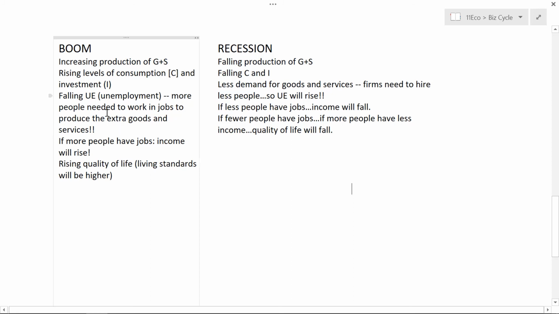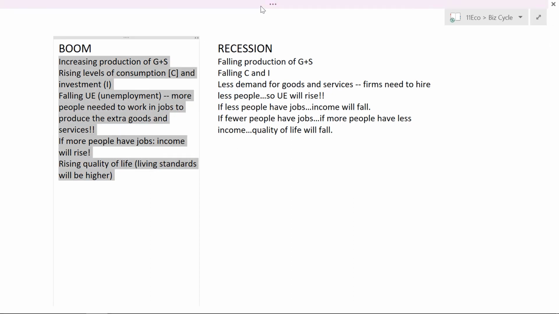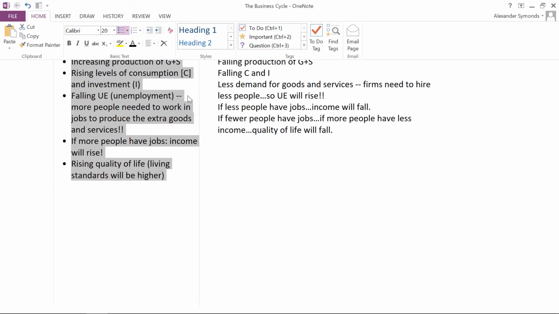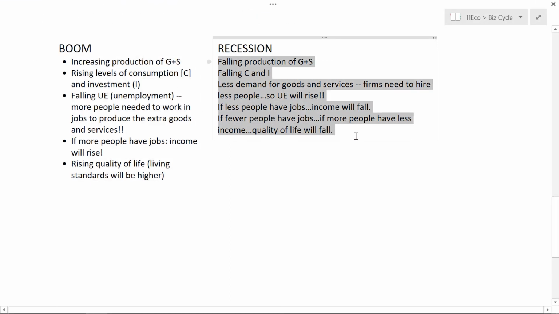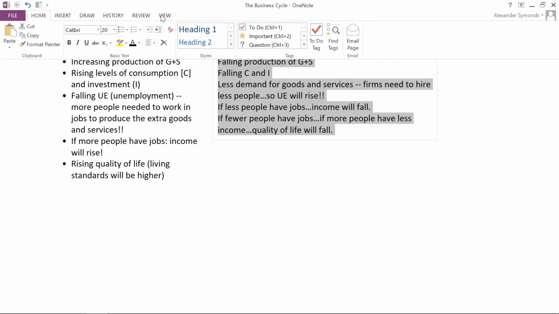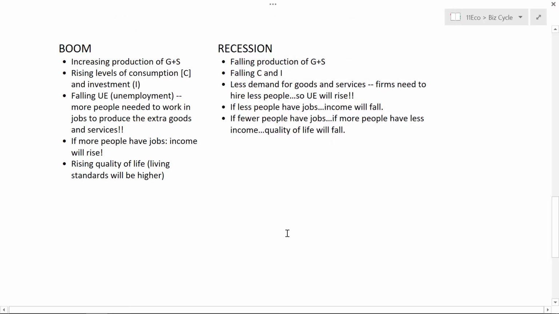So what we can do is add some bullet points here. That's always good for things. And then we can see the recession will be on this side. So what we can look at now is that we are very much able to say that at these different points of the business cycle, these different things are going to be happening.